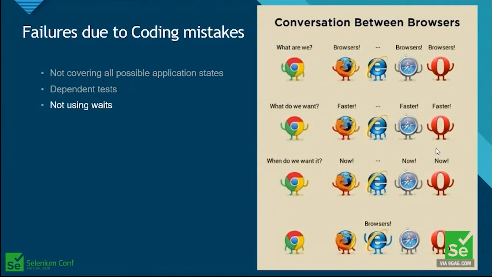Third is not using waits properly. Waits are necessary to prevent failures, especially when the network is slow, or the server responds slowly, or maybe due to a difference in browsers.